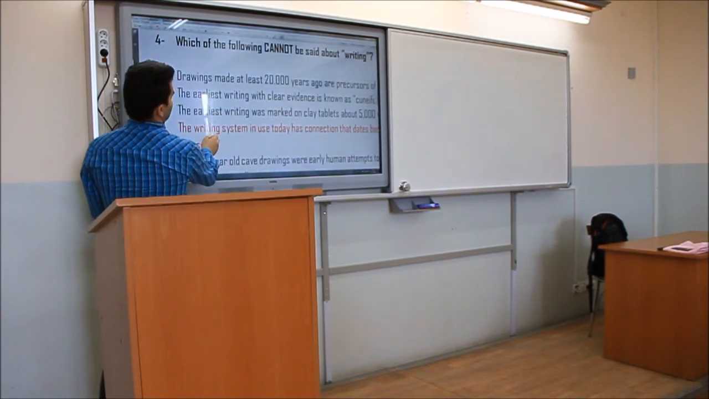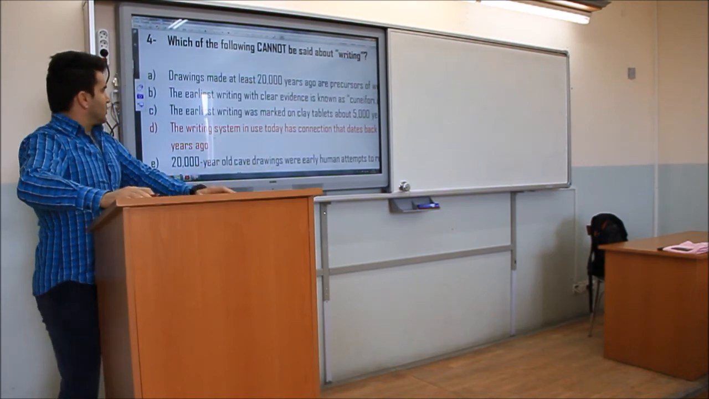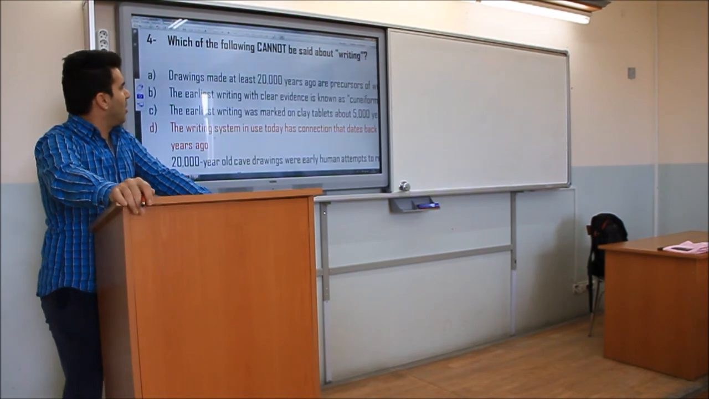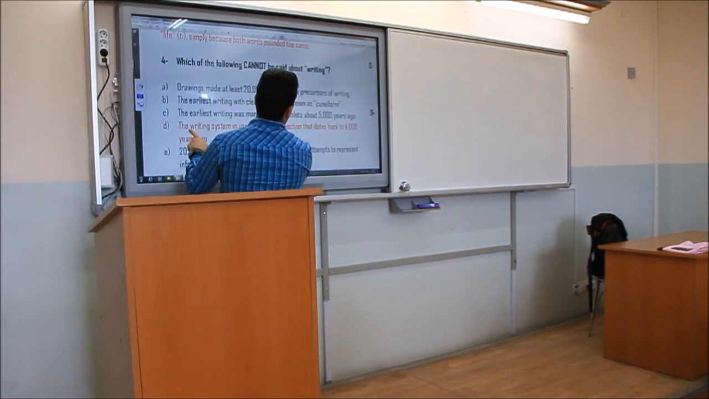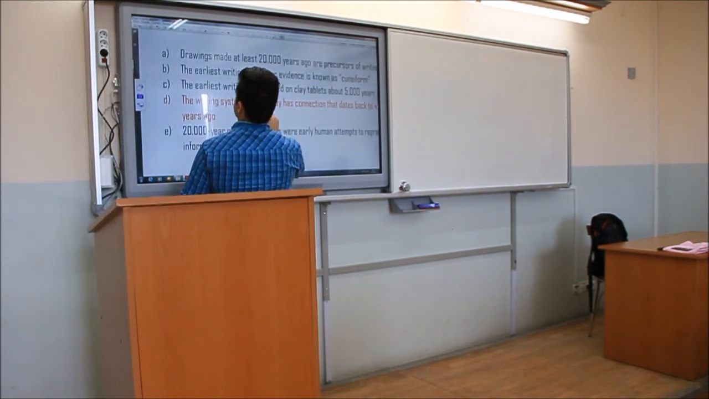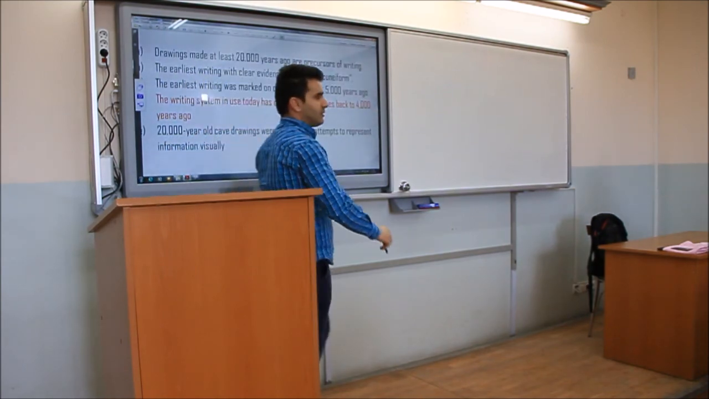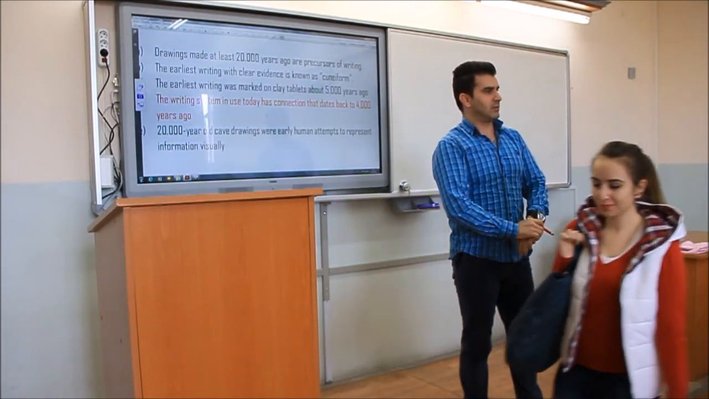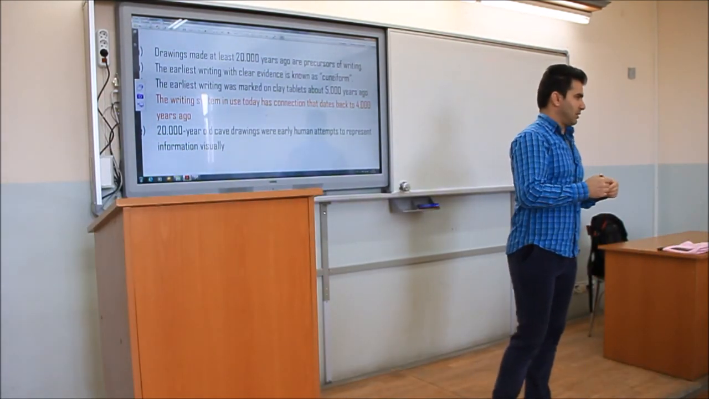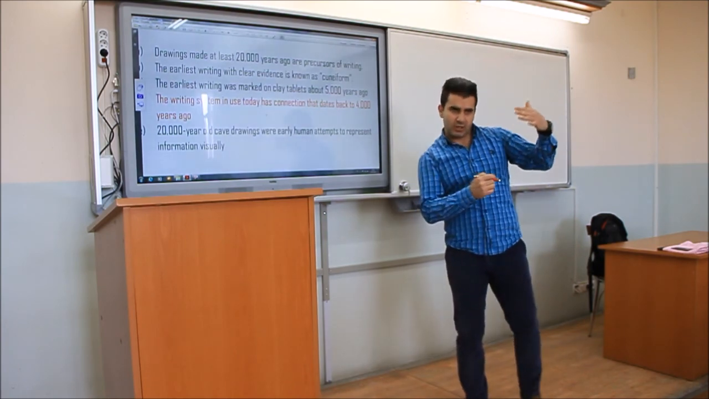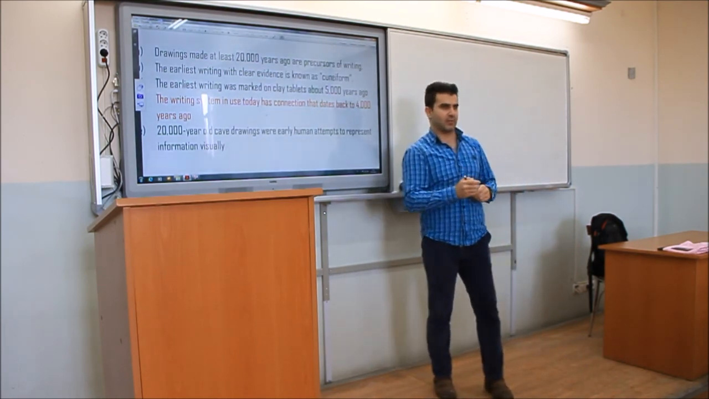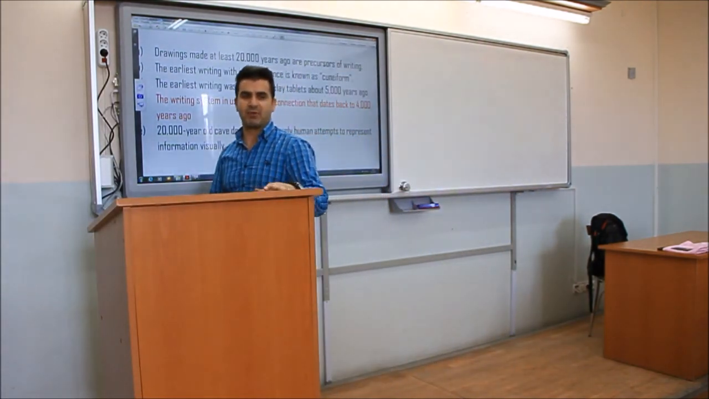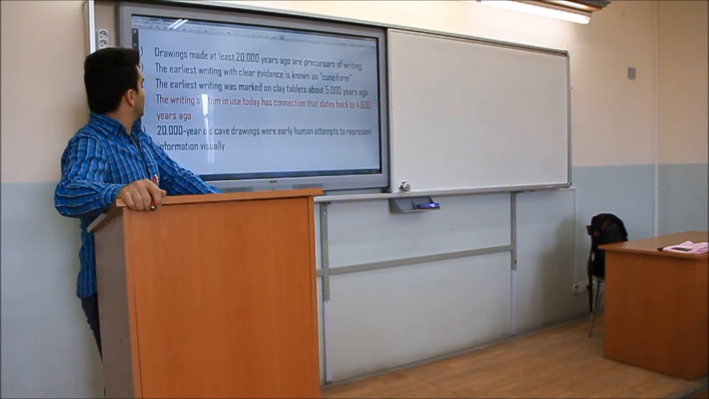Which of the following cannot be said about writing? Drawings made at least 20,000 years ago are precursors of writing. Precursors? Okay. Precursors, the curse işaret etmek. So they were developed just before writing. Before writing, there were drawings.